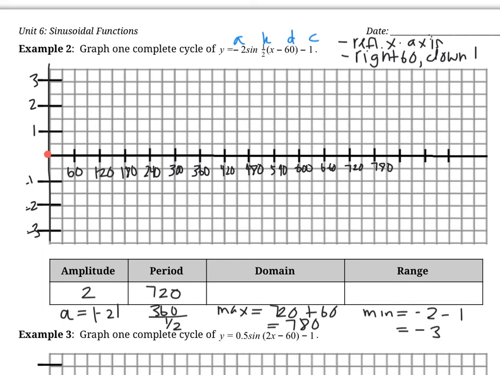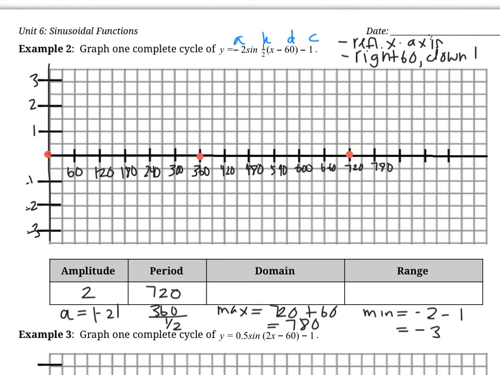If we know that this one cycle is 720 degrees, we know it has to also end at 720. So here's our ending value right over here. Sine is going to come up and cross in the middle, come back up, go down and then come back up. So in the middle of 0 and 720 is going to be 360. So let's put a big dot at 360.